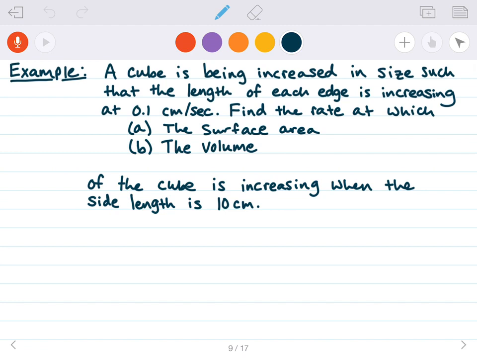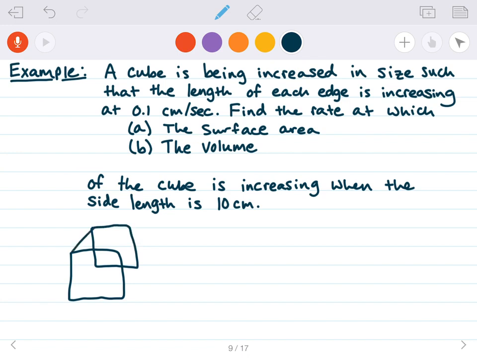A cube is being increased in size such that the length of each edge is increasing at 0.1 centimeters per second. Find the rate at which the surface area and the volume of the cube is increasing when the side length is 10 centimeters. So let's go ahead and draw a picture. And again, I encourage you to pause the video and see if you can do these, or see if you can get a picture going.